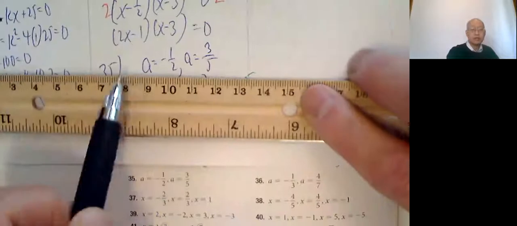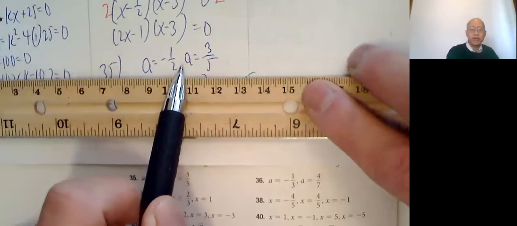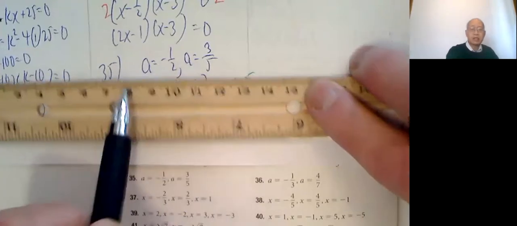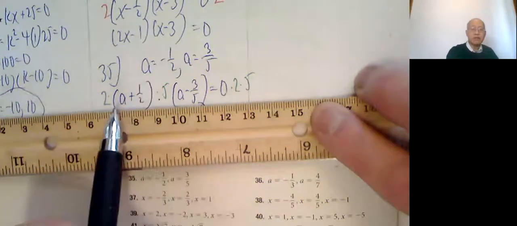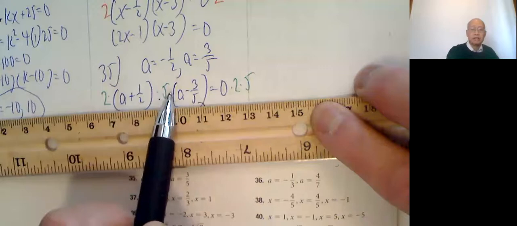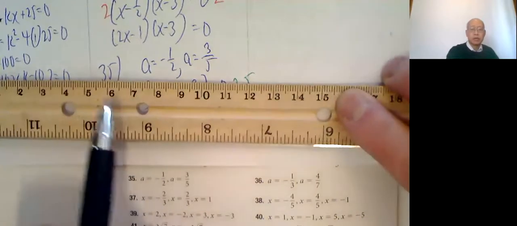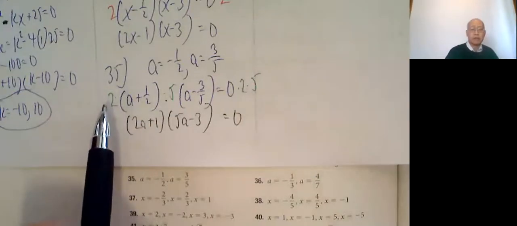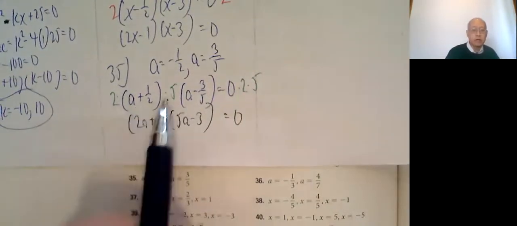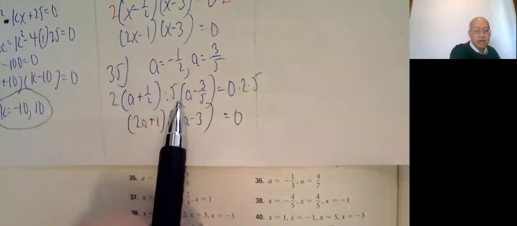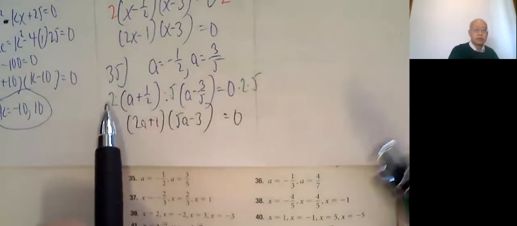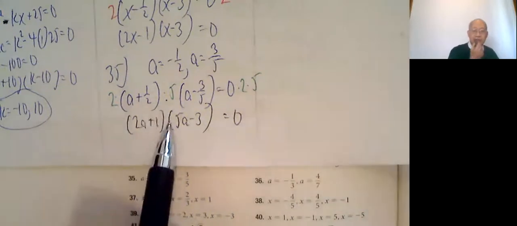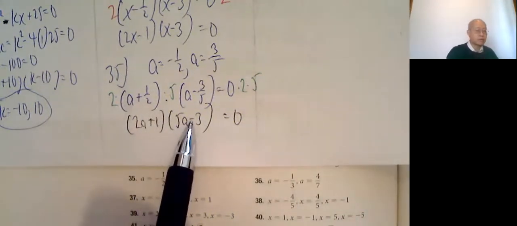Okay, 35, the solutions are negative 1/2 and 3/5. So again, you just go a minus that, a minus that. So a minus a minus a half, a plus a half, a minus 3/5 equals 0. Okay, but again, clean up the mess, get rid of the fractions. So in green, multiply both sides by 2 to clean that up. Multiply both sides by 5 to clean that up. Okay, and then I distribute. 2 times that is 2a plus 1. 5 times that, 5a minus 3 equals 0. That just makes it look a little bit nicer.